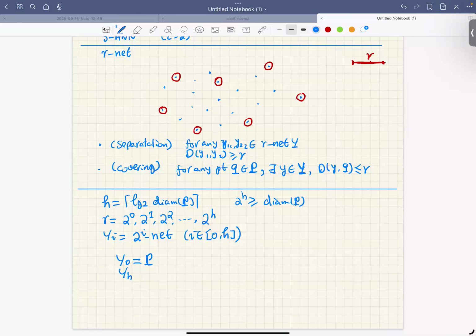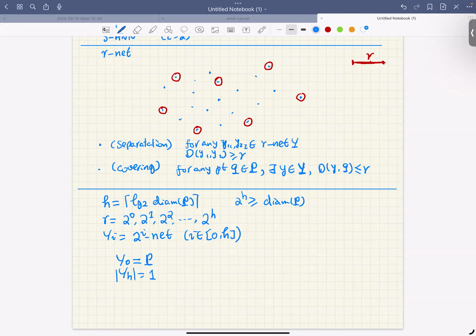And then in that case, I will need one more net. So today, let's just assume, for my convenience, that the diameter of P is not a power of 2. So in this case, this Y_H has just one single point, because 2 to the power of H this time is strictly larger than the diameter of P. If that's not the case, I would just increase this H by 1 more, so that I can achieve that purpose. So what I need is this Y_H to have just one single point.